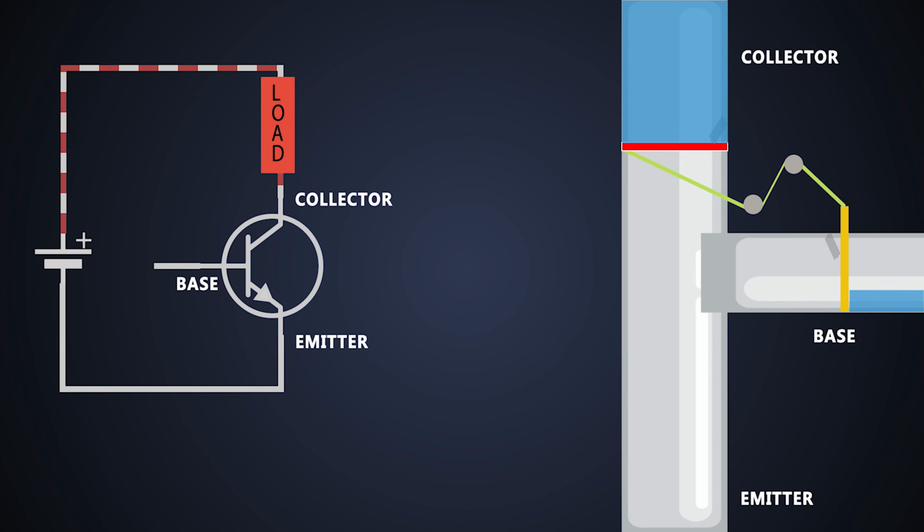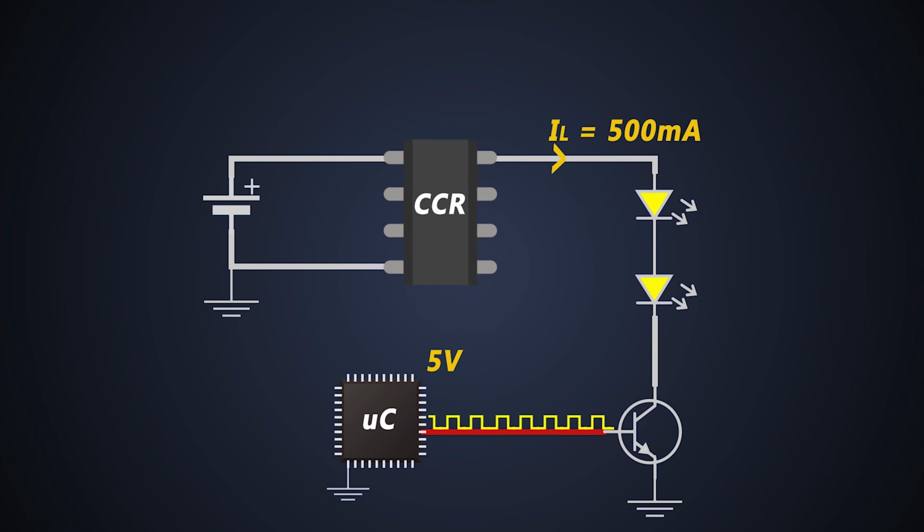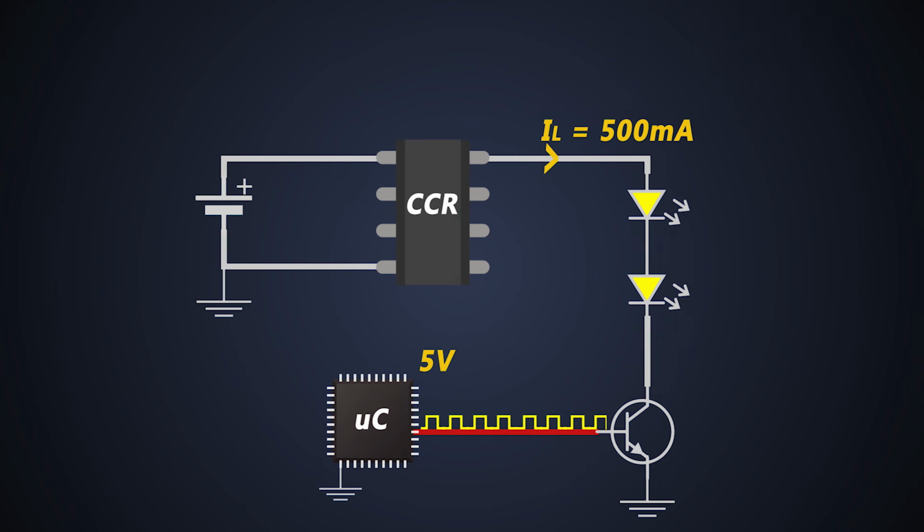Last time we saw the different applications of NPN and PNP transistors and how to turn them on. Now we'll see how we can use an NPN transistor in an overvoltage protection circuit. So let's start.